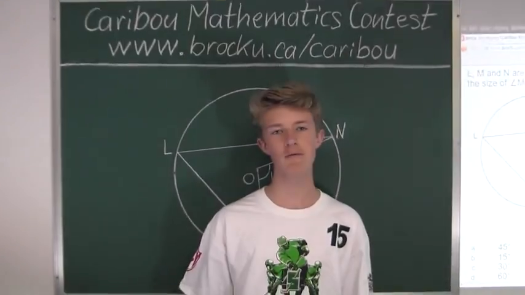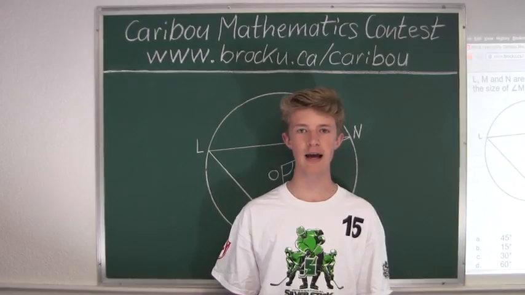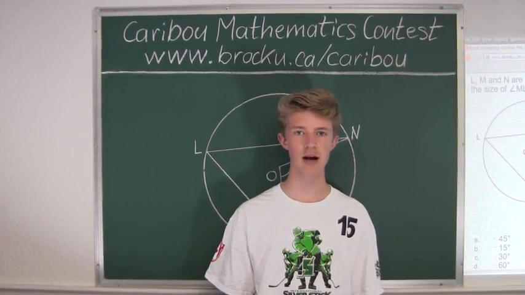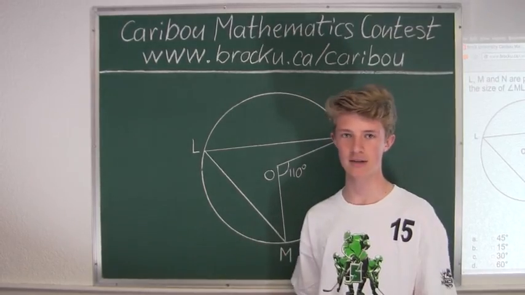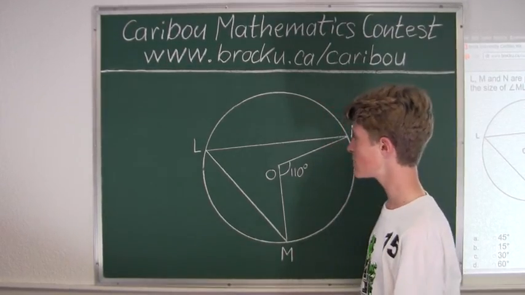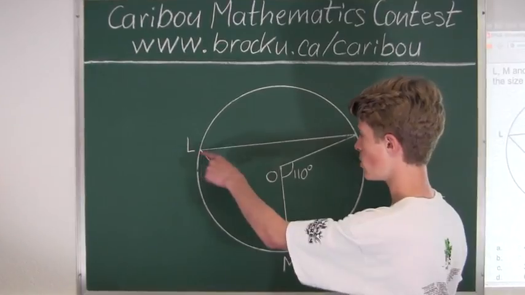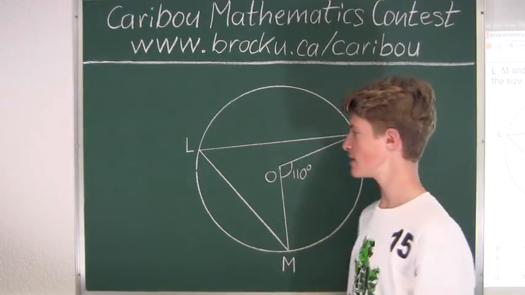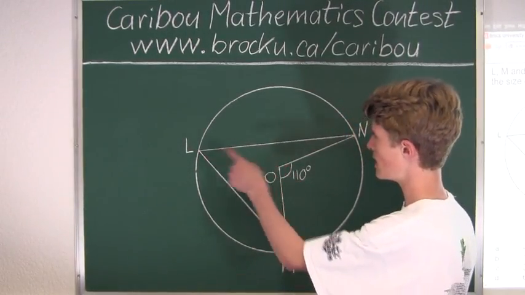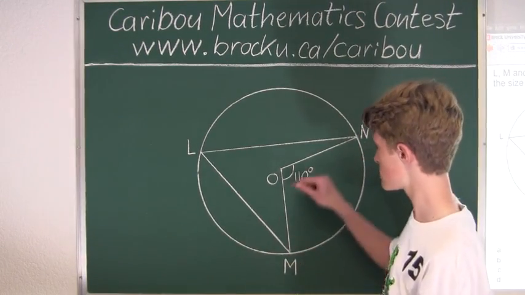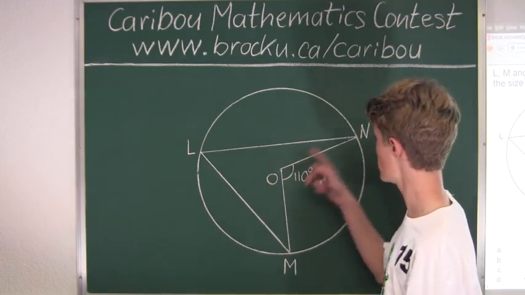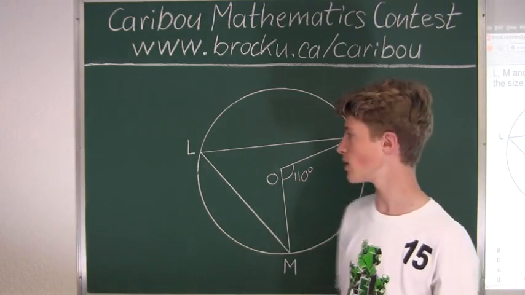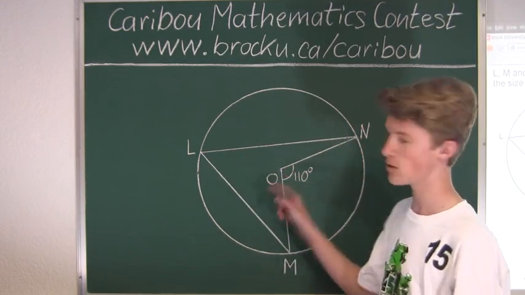In geometry problems, one must often add and draw extra lines or circles. So in this case, we must draw extra lines. It is natural to draw a line from L to O because it is the radius and has the same length as OM and ON because they are also the radius. So now we will draw a line from L to O.